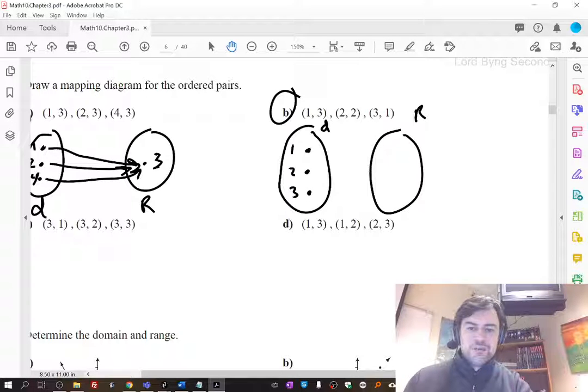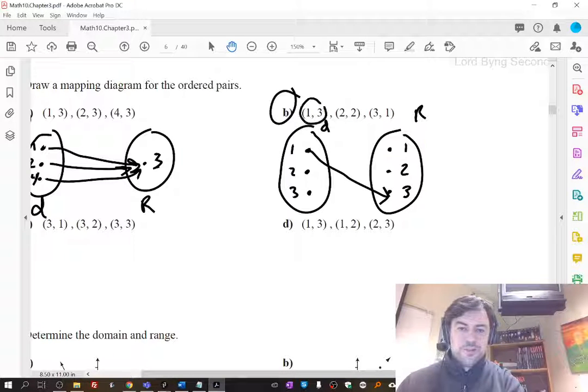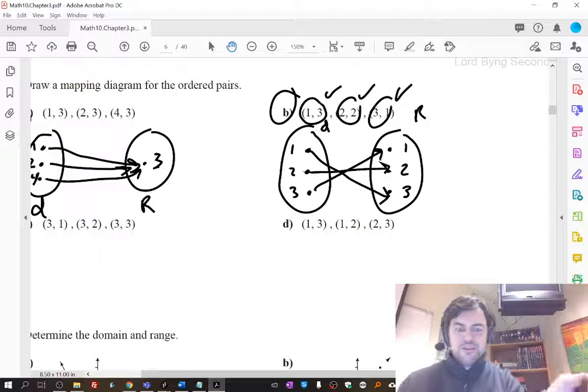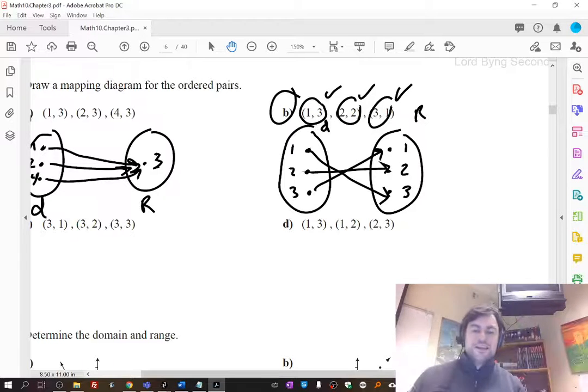In my range, I have 3, 2, 1. I'm just going to put them in order: 1, 2, 3. Now I can draw from my domain to my range. Here, 1 maps to 3. That's my first ordered pair. Here, 2 maps to 2, so that one's done. And here, 3 maps to 1. Done! So that's how you do it.